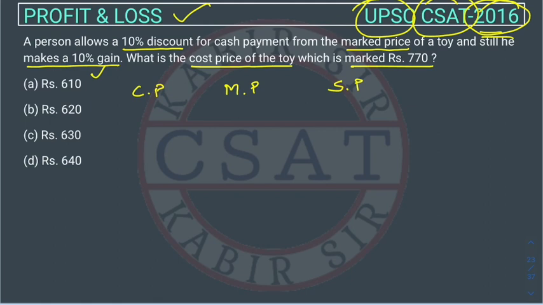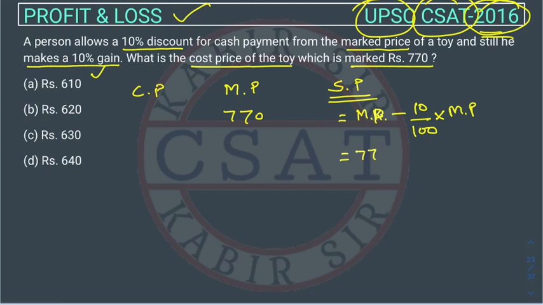So we can say that the selling price is equal to the marked price. He is offering a discount of 10%. So we can write this 10%, right? This is MP, not MK, right? So he is offering 10% discount on marked price. So it means that is his selling price, and the marked price is given 770. So we will put this one here.